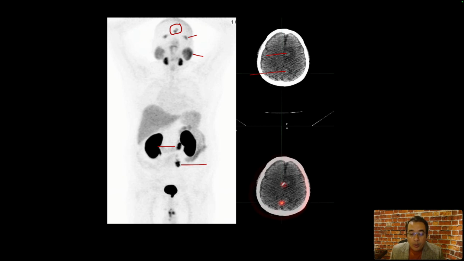But when we look at the fused PET-CT image, we find that the location of increased uptake on PET is slightly different from the hyperdensity that is seen on the CT. And this is what misregistration is, when the location of radiopharmaceutical uptake is different from the anatomical localization by CT.